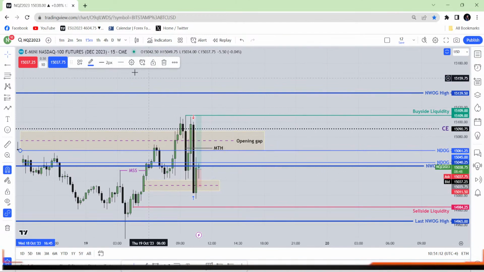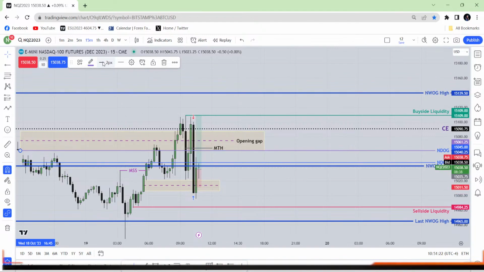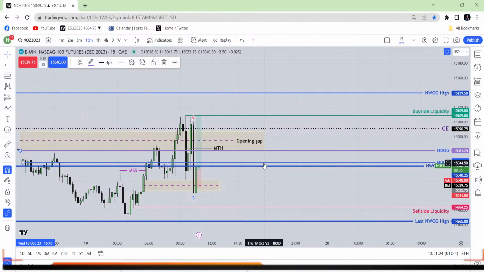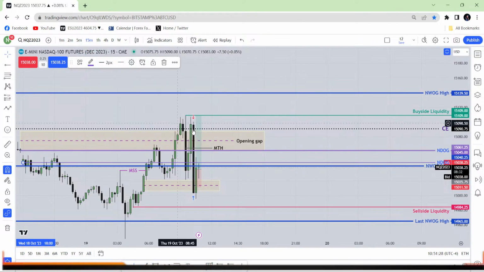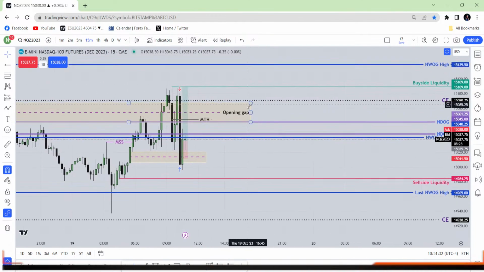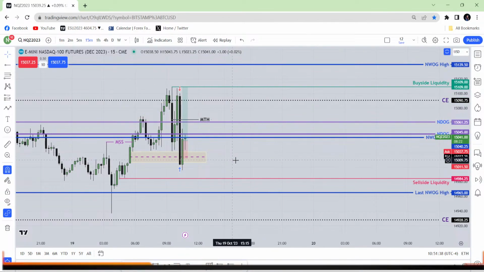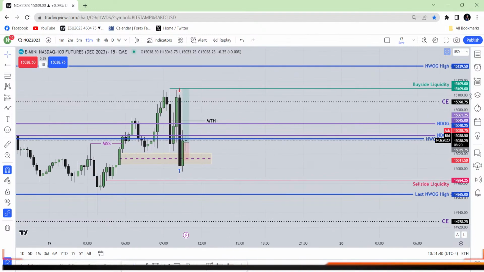Can I change the color? It's a little bit the same thing everywhere. What color can I use for that? Okay, I will use some. So this is the new day opening gap. I will remove the opening gap, because it is repriced. I don't need that one at all.